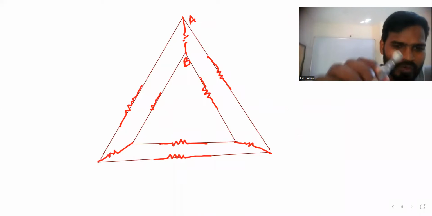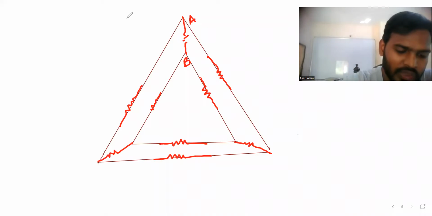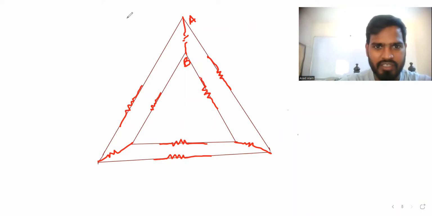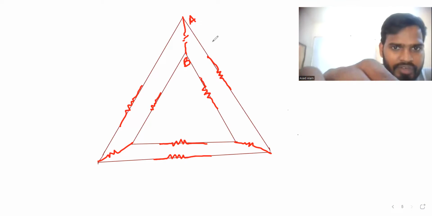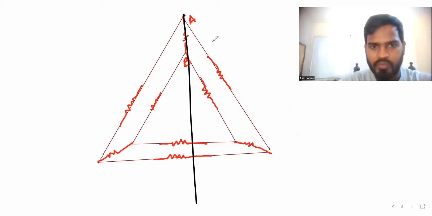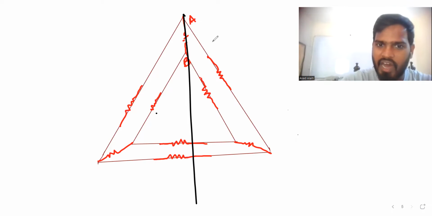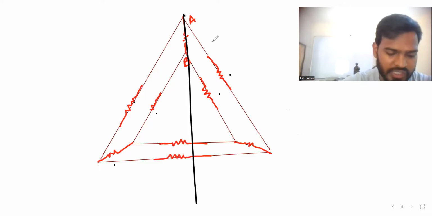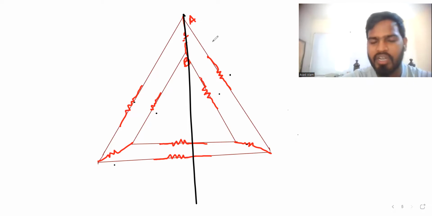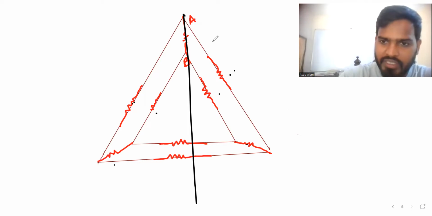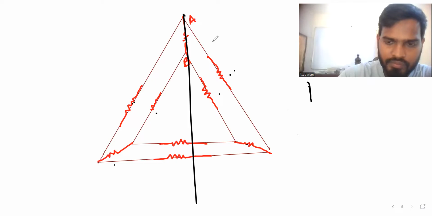Let's see now how between A and B. We cannot do it by mirror symmetry, so let's apply folding symmetry here. If you apply folding symmetry, then R, R, R, R, R, R, right? Everything is the same, so we can fold it easily. If you apply folding symmetry here, this becomes R by 2. So ultimately it becomes like this.